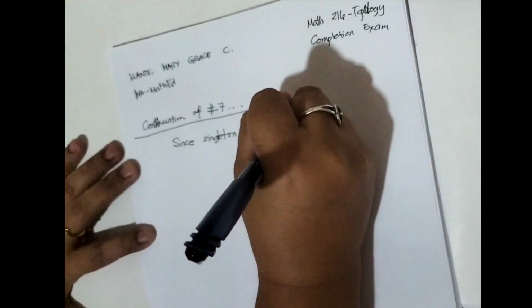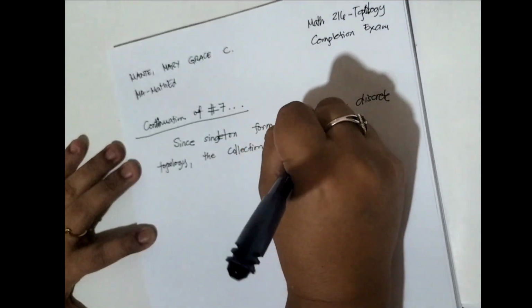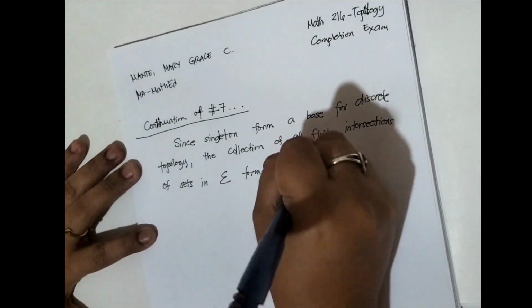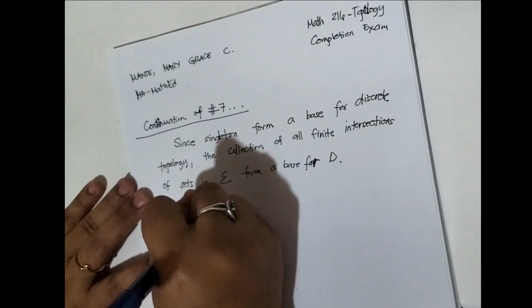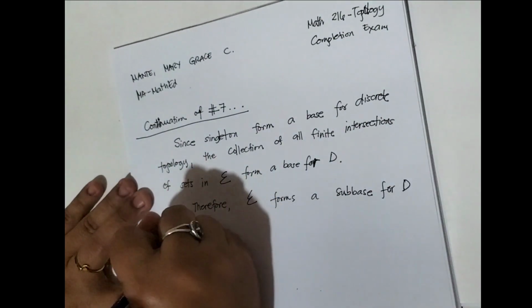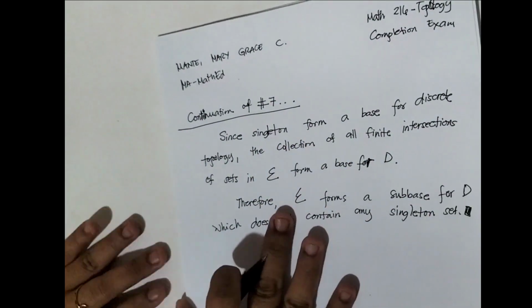Since singletons form a base for the discrete topology, the collection of all finite intersections of sets in Σ forms a base for D. Therefore, Σ forms a subbase for D which does not contain any singleton set.